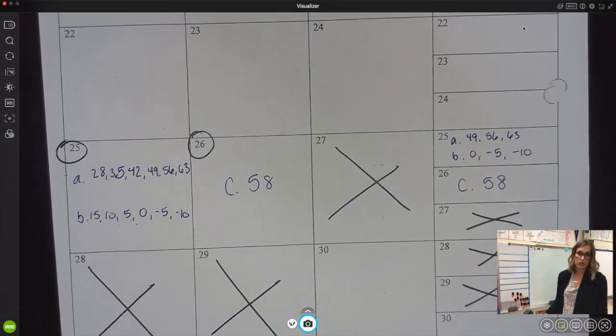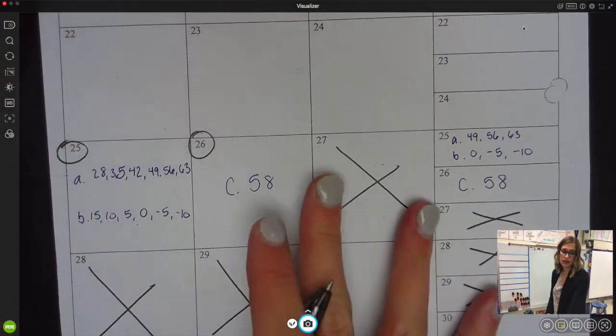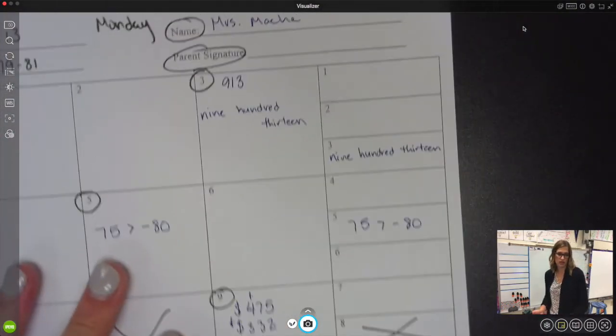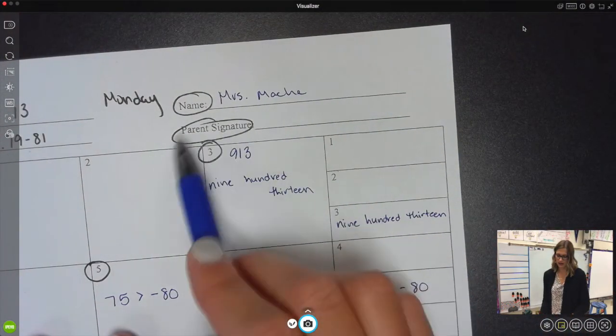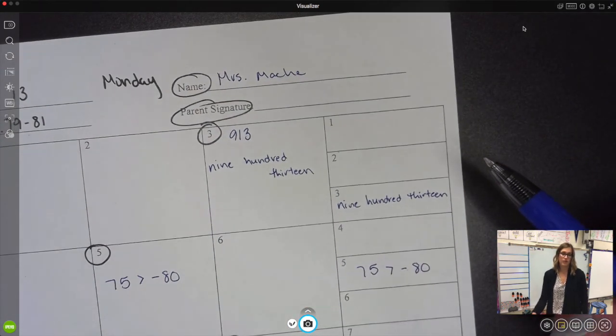Excellent. Good luck on the rest of your problems. Make sure you're doing your best. When you are done, I notice the kids that are super successful at this, it looks like they adult check it and their parents sign it here like they should. Keep working hard, and if you've got any questions on this, make sure you ask at our 1 o'clock Zoom call.